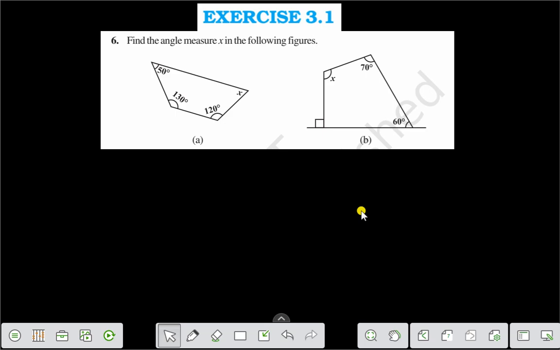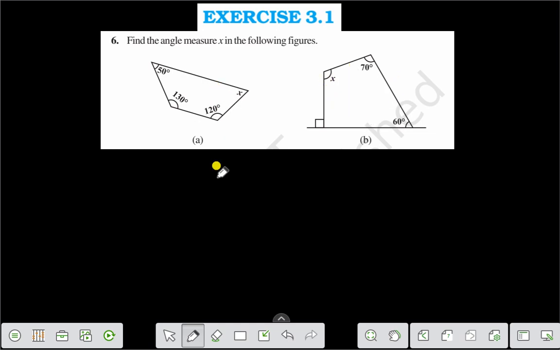Hello everyone. Today I'll discuss exercise 3.1 question number 6. Find the angle measure x in the following figures. Here you see this is a quadrilateral. This is a quadrilateral with 1, 2, 3, 4 sides. This is also a quadrilateral with 1, 2, 3, 4 sides.